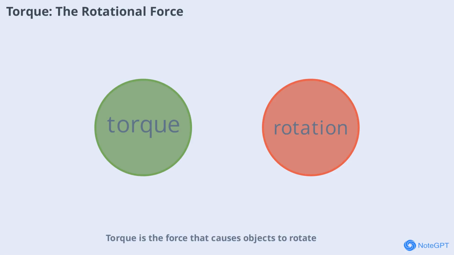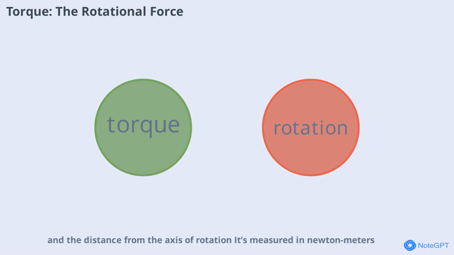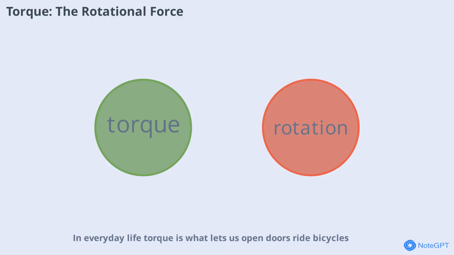Torque is the force that causes objects to rotate. Think of using a wrench to loosen a bolt. The harder you push, the more torque you apply. Torque depends on both the force applied and the distance from the axis of rotation. It's measured in Newton meters. In everyday life, torque is what lets us open doors, ride bicycles, and even turn steering wheels. Understanding torque is essential for analyzing how forces create rotation and for designing tools and machines that make our lives easier.